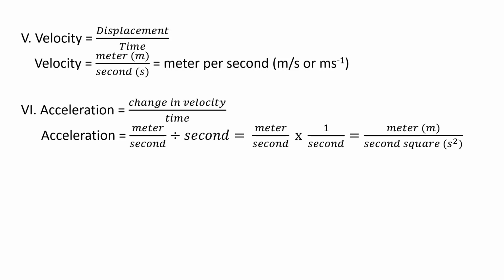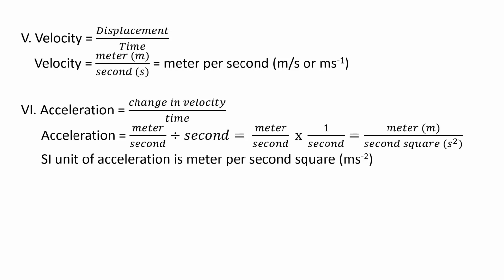So the second times second, s times s will give you what? s squared. Having a common base, you write s, then the powers, you add them. 1 plus 1, you get s to the power 2. So the SI unit for acceleration is what? Meter per second square. Meter per second square.